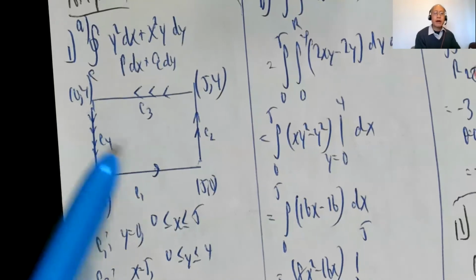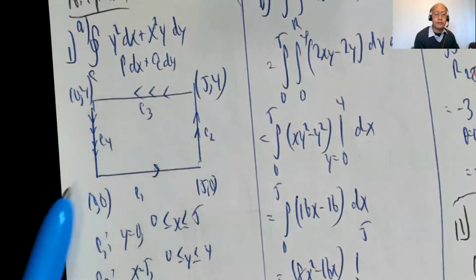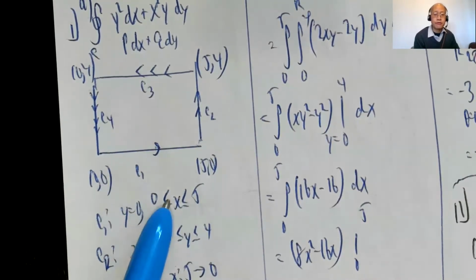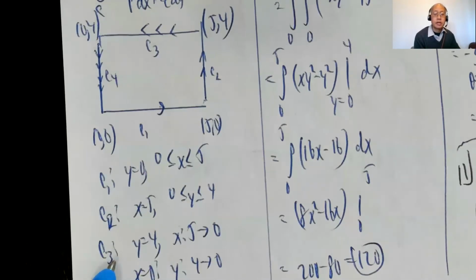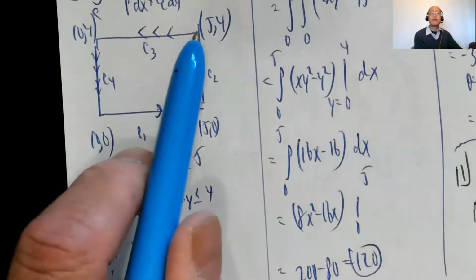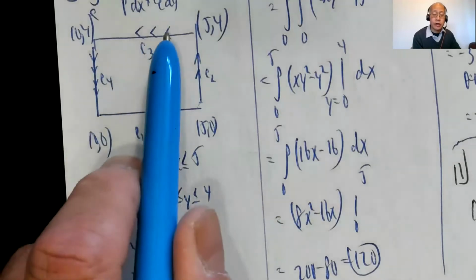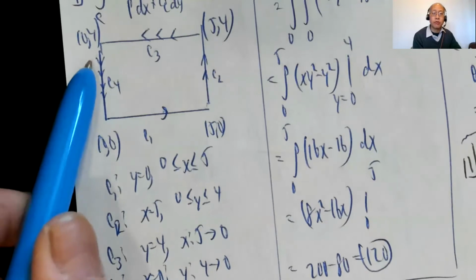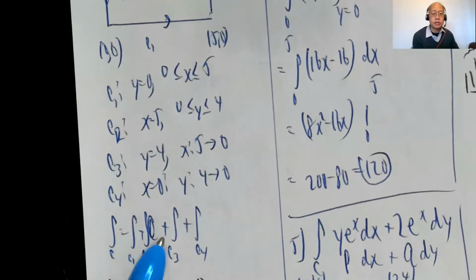All right, so evaluate directly. I have to break it up into four parts: curves C1, C2, C3, and C4, and add them all up. C1, y is 0, x going from 0 to 5. C2, x is 5, y going from 0 to 4. C3, y equals 4, x goes from 5 to 0, and that has to be specific. We're going in this direction, so you're not going from 0 to 5, you're going from 5 to 0. Likewise, C4, x is 0, y is going from 4 to 0, arrow down. And so the integral along C is the integral of C1, C2, C3, and C4.